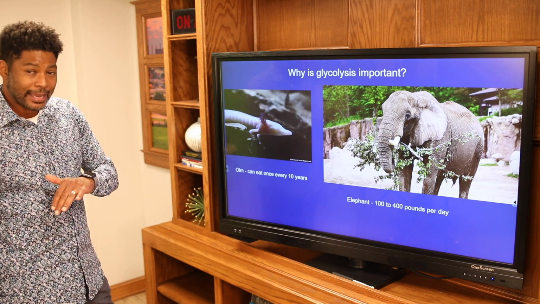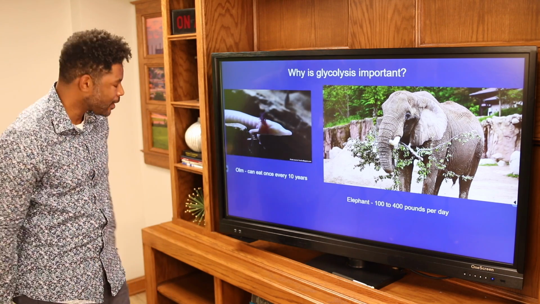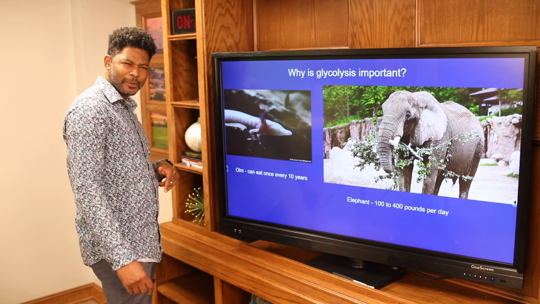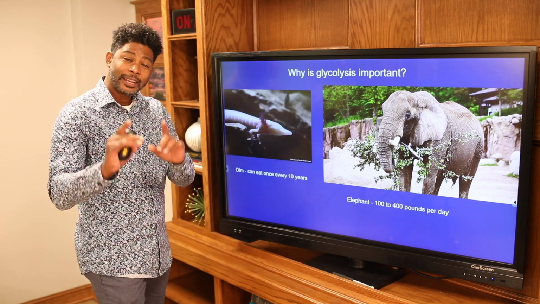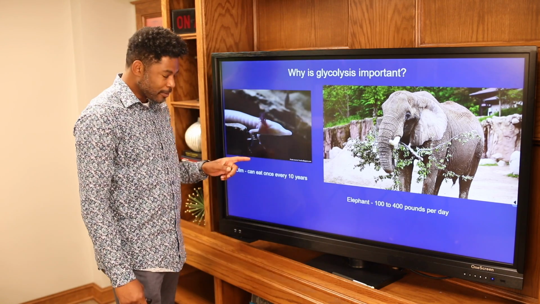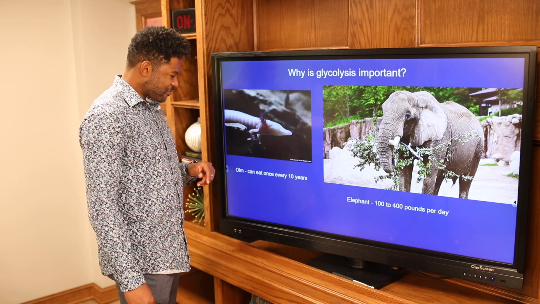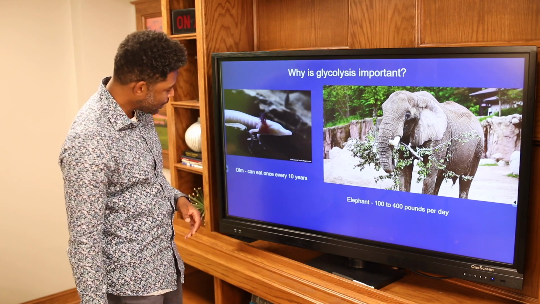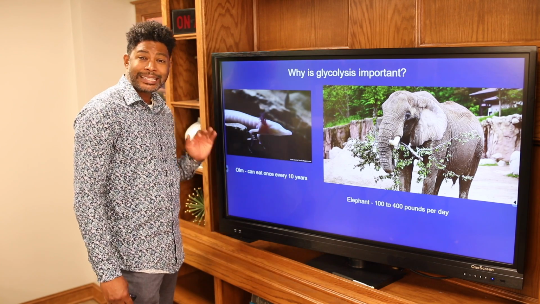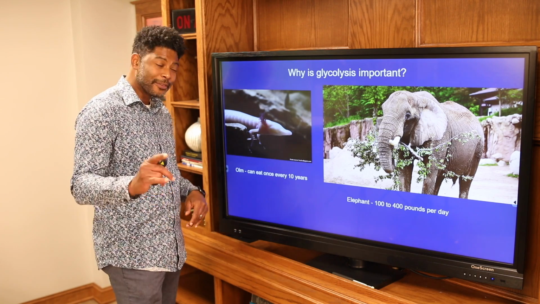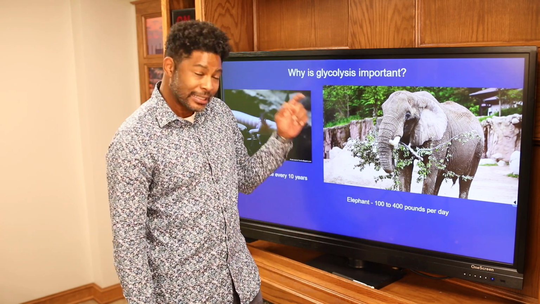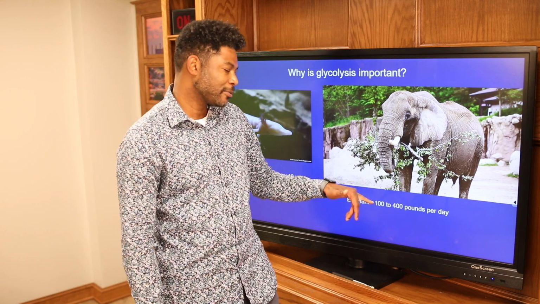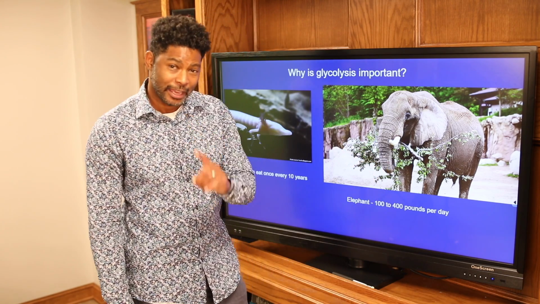Now, let's talk about why glycolysis is important. Fun fact. This is an olm, or olm. I think that's how you pronounce it. Anyway, here's the thing you need to know about this guy. This little blind, flesh-colored newt, like an aquatic gecko, can go 10 years without eating. It doesn't eat very much food. However, if we look at an elephant, from Hilda over here, she eats anywhere from 100 to 400 pounds of food per day.